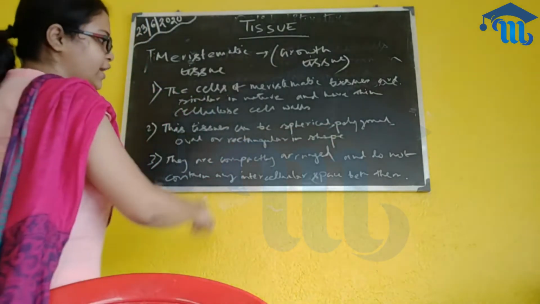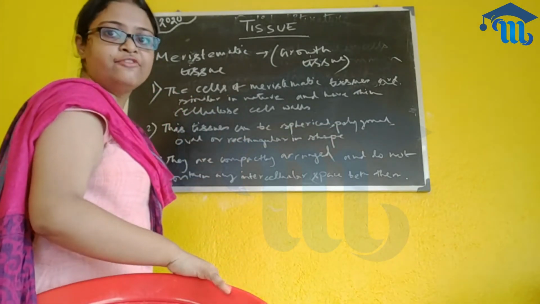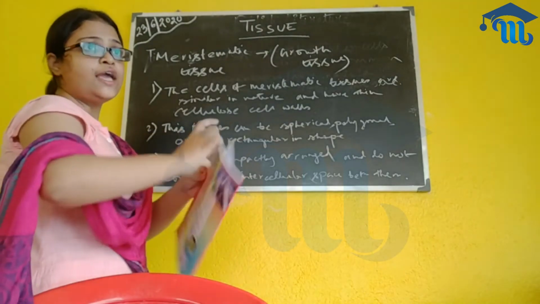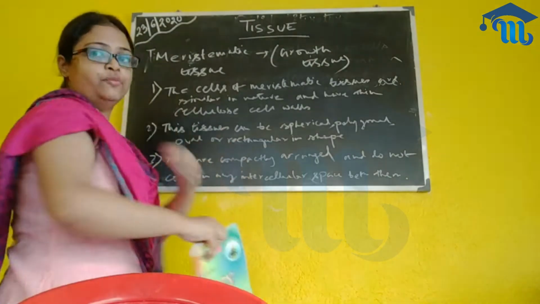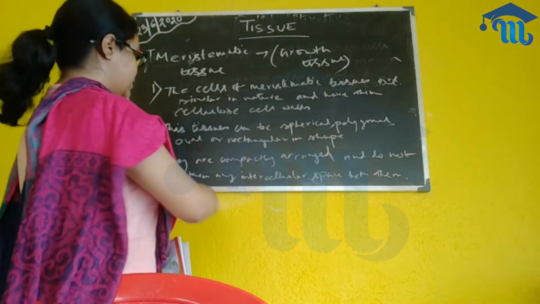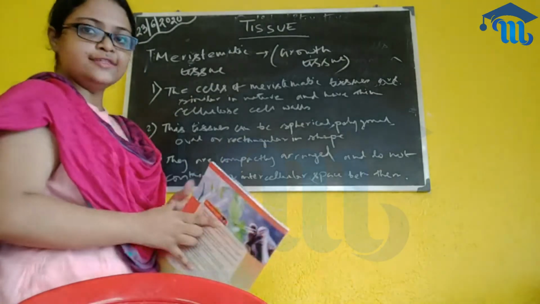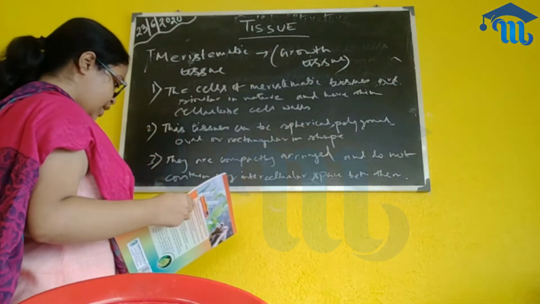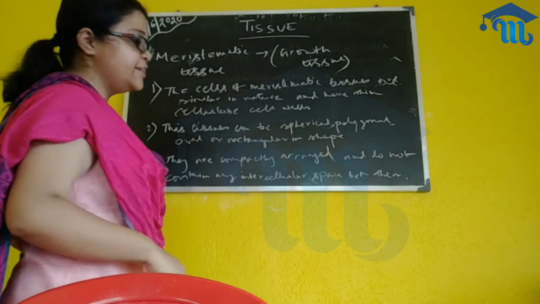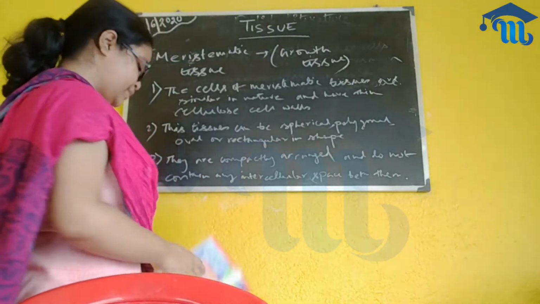The third one is that they are compactly arranged and do not have any intercellular space between them.